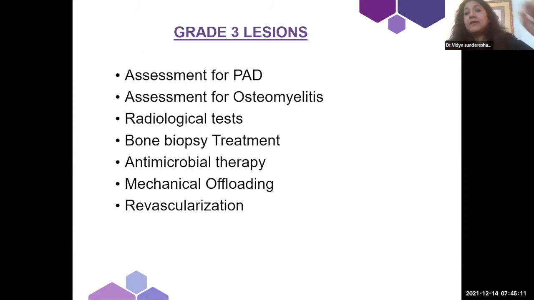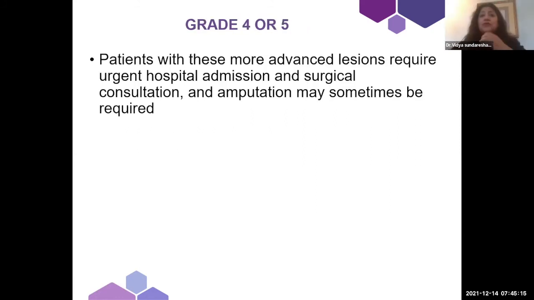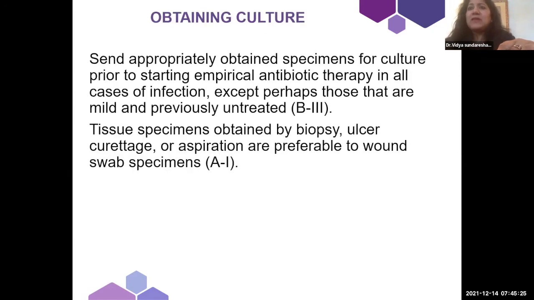So for the grade lesions, like we were telling you, you want to assess for vascular disease and osteomyelitis. If the wound is deeper, if the ulcer is deeper, then you definitely want to look for osteomyelitis. And then finally, grade 5, if these are really advanced lesions, then you want to get them to the hospital. Surgical consultation and amputation may be needed if the wounds are not looking good and the arterial supply is not good. Cultures need to be sent.